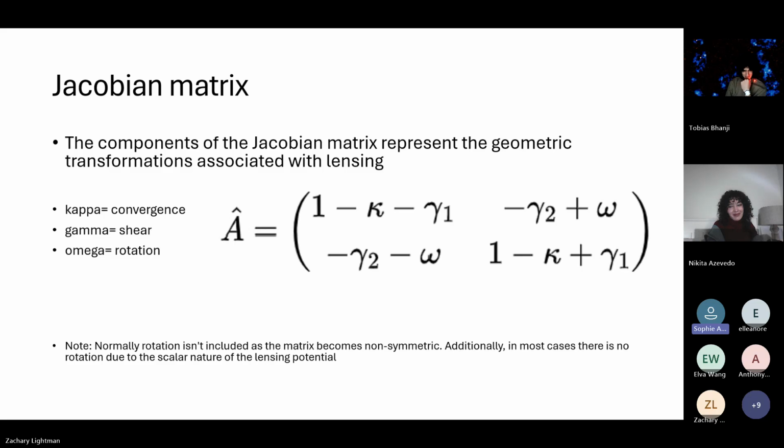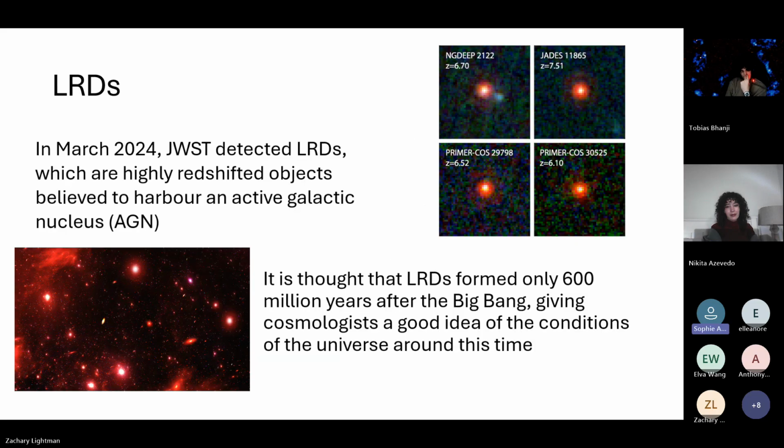But normally we don't actually put omega into the Jacobian matrix because, first of all, it becomes non-symmetric. And also physically, realistically, in most cases there is actually no rotation because the lensing potential tends to be scalar. Next slide, please.